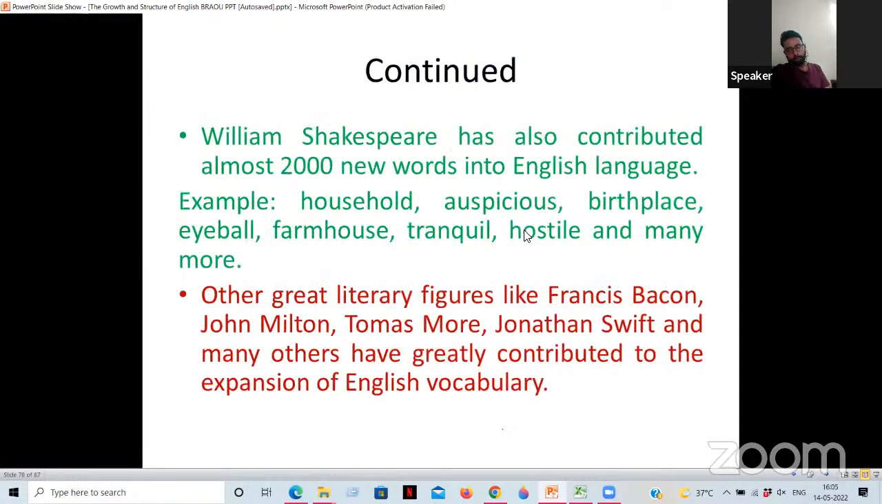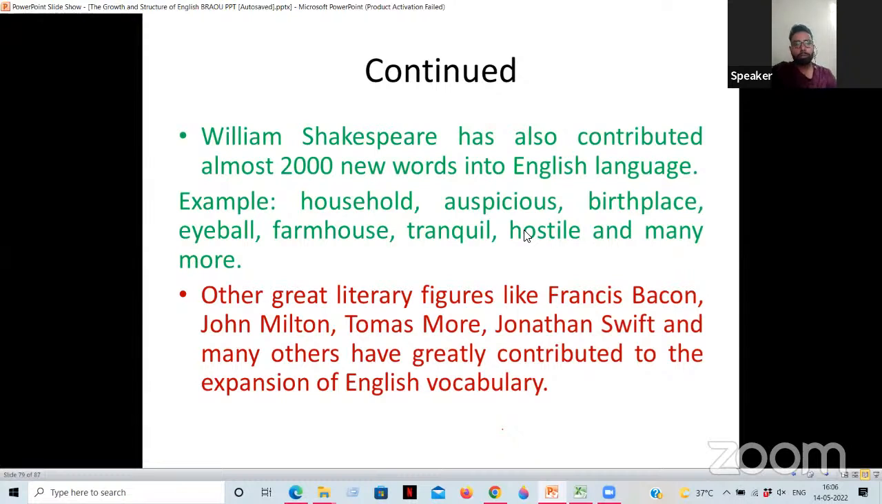The next one, we are still in the title, that is creative writers' contribution. Then we may talk about Shakespeare. We had earlier also told that Shakespeare, knowingly or unknowingly, is credited for contributing 20,000 words in the English language. Okay, 20,000 words.